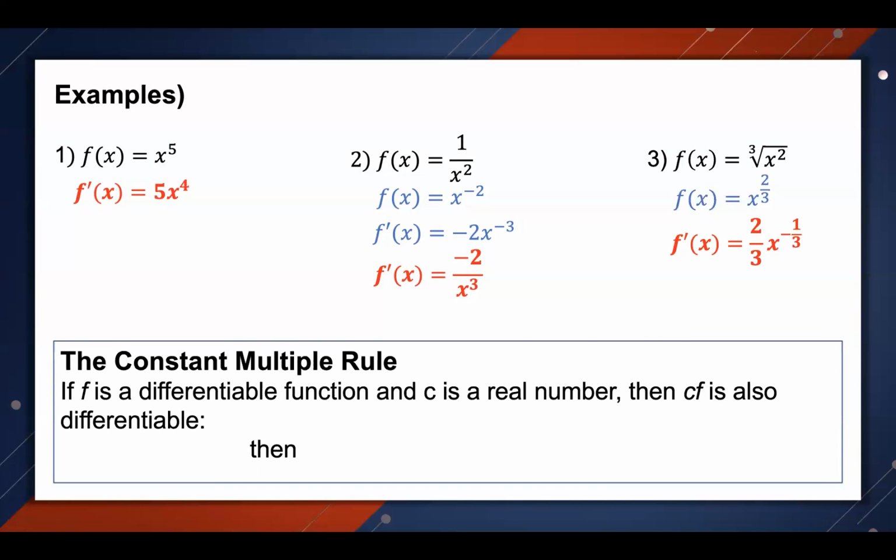So here's the constant multiple rule. If f is a differentiable function and c is a real number, then cf is also differentiable. Let's write it in mathematical form. F of x equals c times f of x. Then f prime of x equals c times f prime of x.